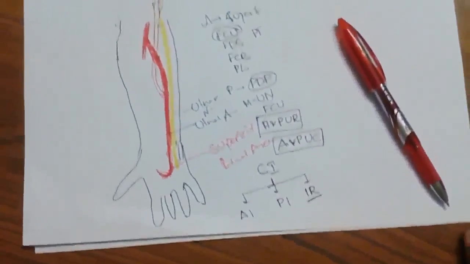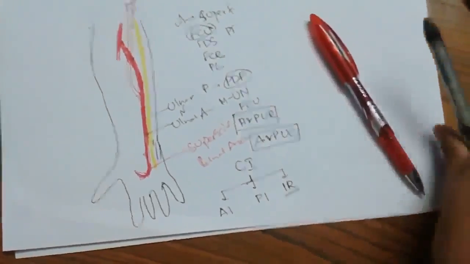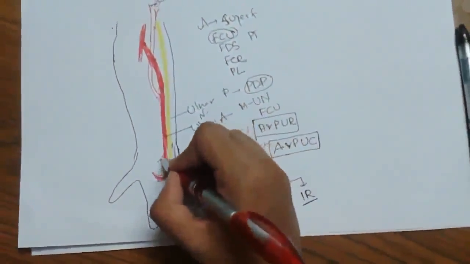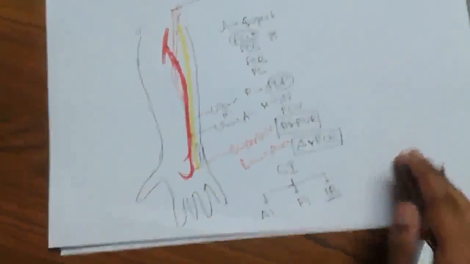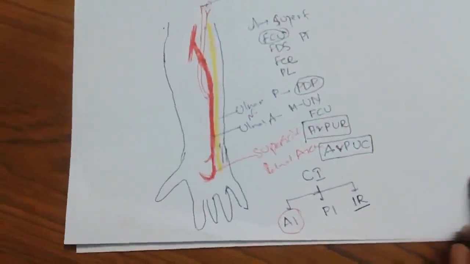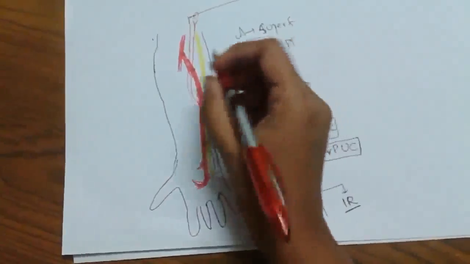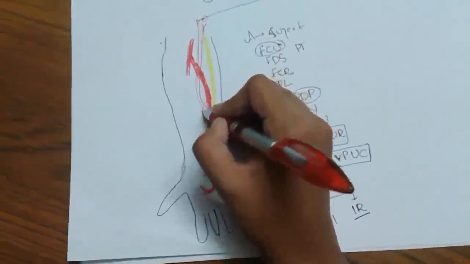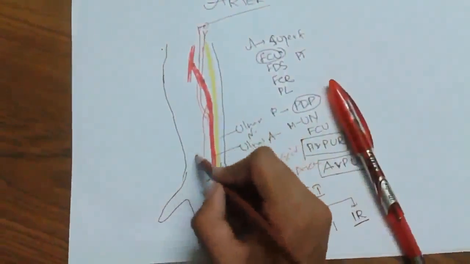And then the terminal branches: it continues as superficial palmar arch and gives a small deep branch in order to form deep palmar arch. This is ulnar artery. Now come to the anterior interosseous artery. Anterior interosseous artery, which is a branch of ulnar artery, arises from the ulnar artery, and then it descends downwards, and then there will be pronator quadratus muscle here.